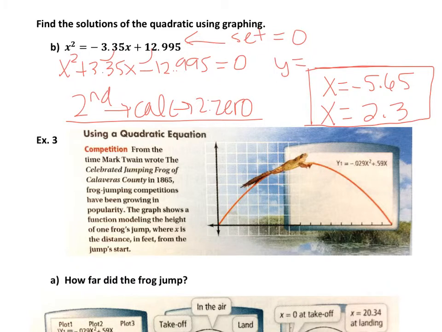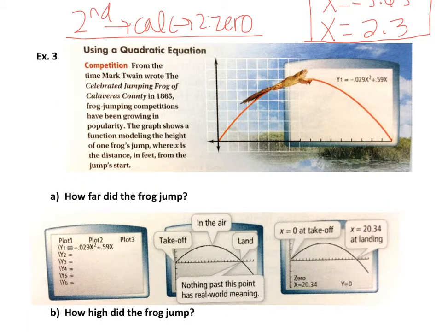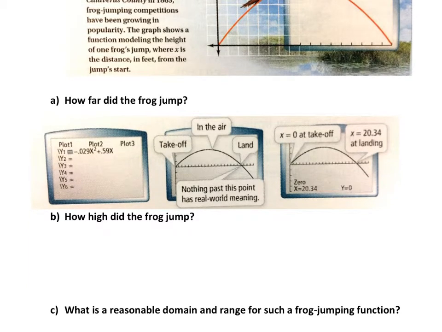Now we need to do a word problem. So if you look here, we've got a frog that hops, and they give us the equation right here for the frog and the path that it follows when it hops or jumps. Part A says, how far did the frog jump? So first off, let's think about this. So let's go back up to our original graph.